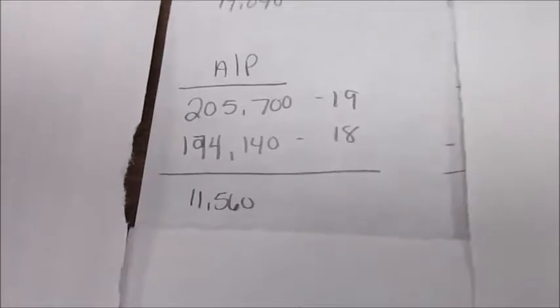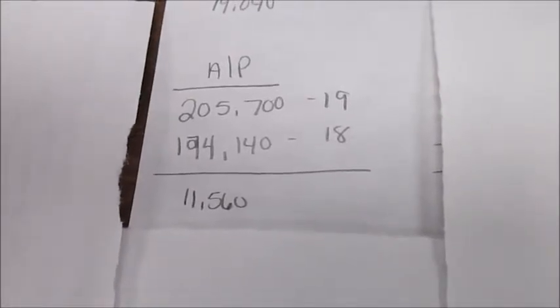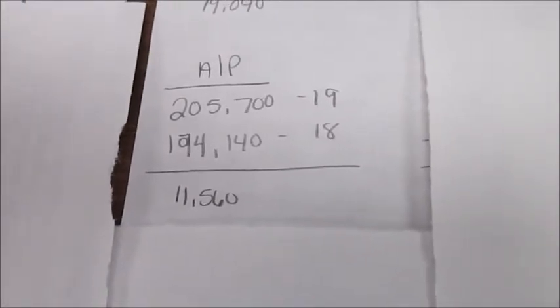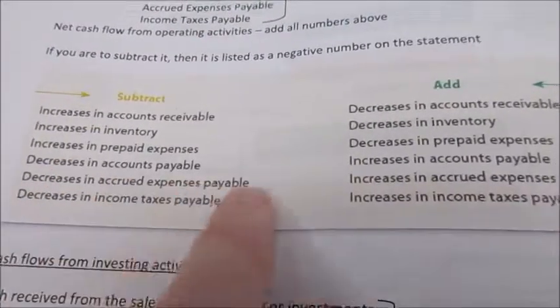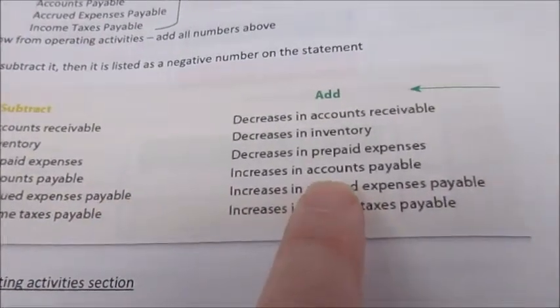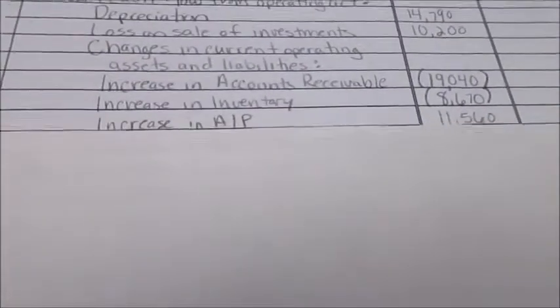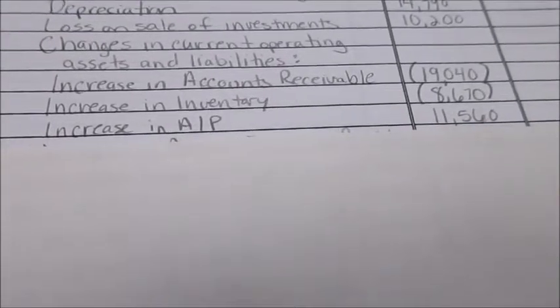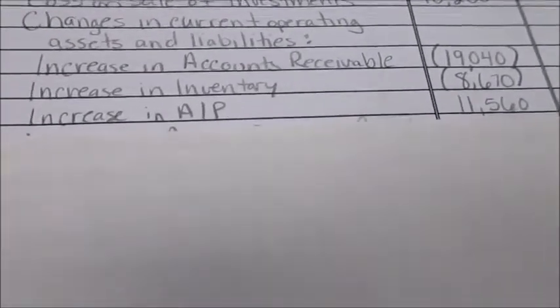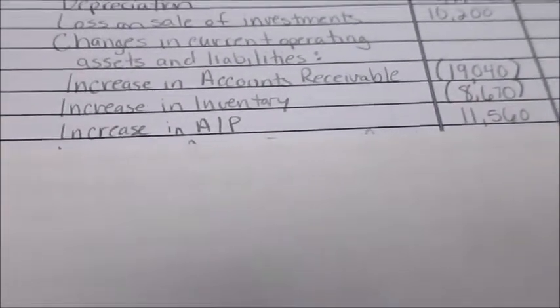Accounts payable, 205 minus the 194 gives us 11,560. The note sheet tells us that an increase in accounts payable gets added. So here we have an increase in accounts payable, 11,560, and we've added it.